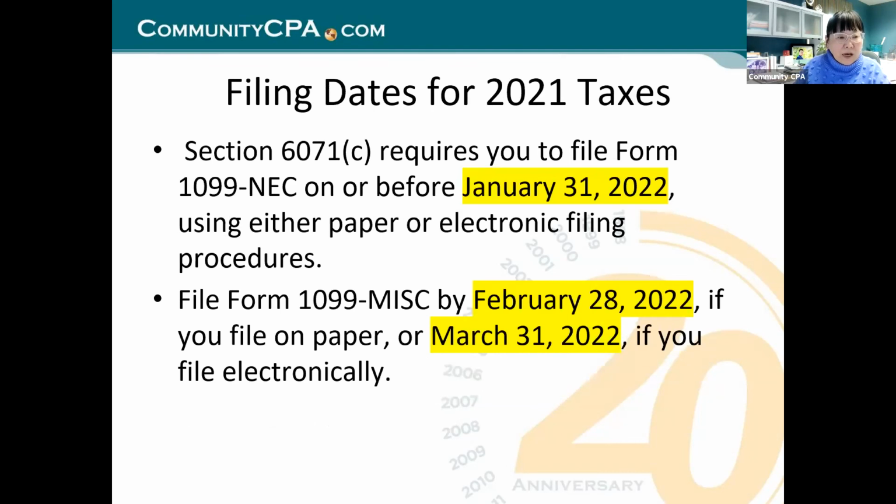We also have a couple of filing dates for 2021 taxes. Section 6071 requires you to file the 1099-NEC on or before January 31. It doesn't matter how you file, paper or electronic, this is your due date. And for filing Form 1099-MISC: the 1099-NEC is related to subcontractors, while the 1099-MISC could be related to royalties, rent, and other things of that nature. That is due by the end of February, and if you file on paper, you can do it at the end of March. So that's kind of what needs to happen.